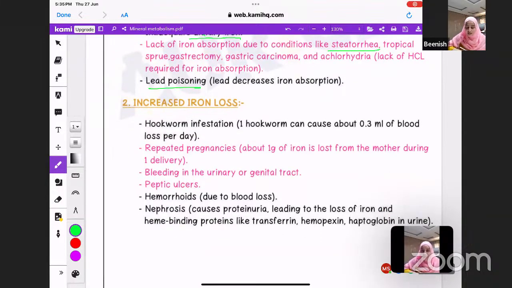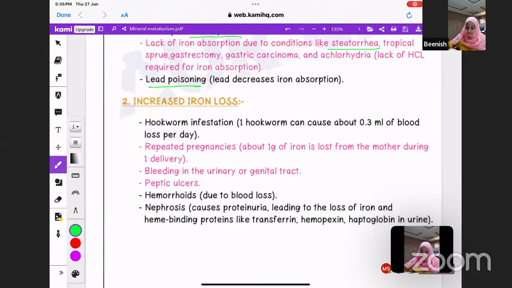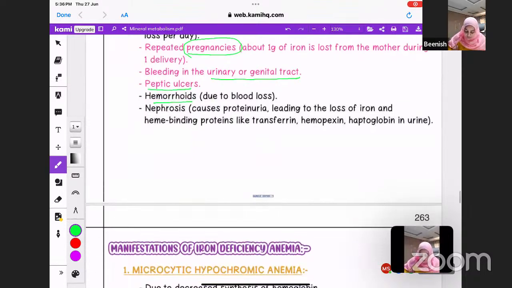Now, causes of increased iron loss. Another cause can be that there is increased loss of iron in the body in case of hookworm infection. Then in case of repeated pregnancies, then bleeding in the urinary or genital tract, peptic ulcers, hemorrhoids, so all the conditions that lead to blood loss, menstruation, excessive bleeding, nephrosis. So all those pathological conditions where there is increased blood loss. So increased blood loss will actually cause increased iron loss.